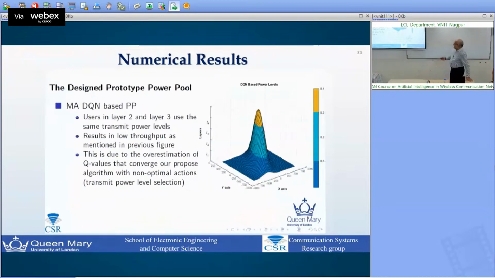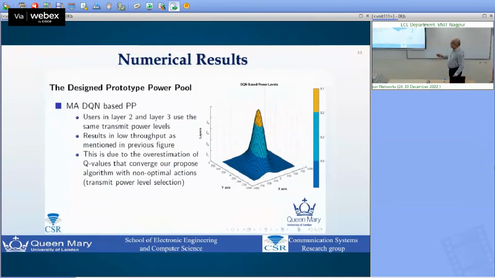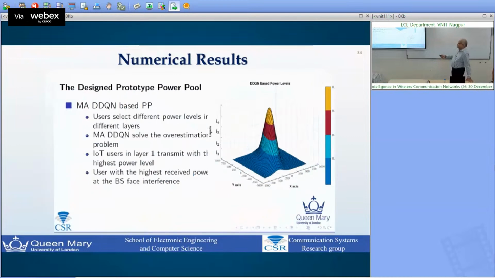So now you can see the difference between DQN and double DQN here. As I said earlier, in the DQN we have the overestimation problem. The overestimation problem is that some actions that are not optimal give a high Q value. So that's why we use double DQN to solve the overestimation problem.